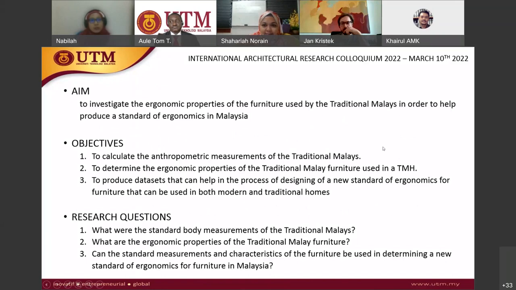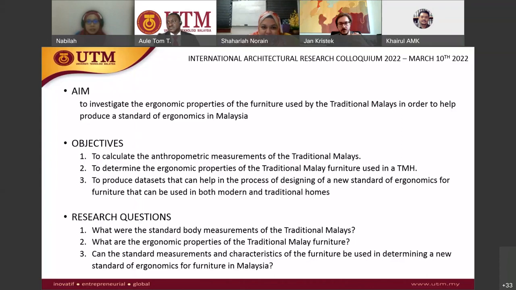Well, the objectives are: the first one was to calculate the anthropometric measurements of the traditional Malays; to determine the ergonomic properties of the traditional Malay furniture used inside a traditional Malay house; and to produce a data set that can help in the process of designing a new standard of ergonomics for furniture that can be used in both modern and traditional homes in Malaysia.